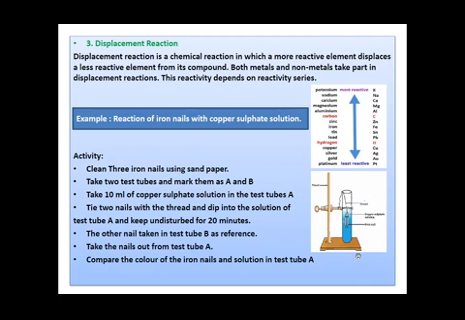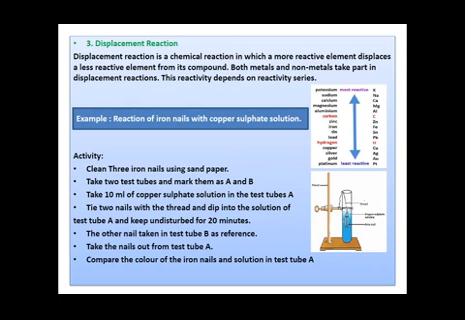Now keep the test tube B as it is. We will leave it as it is. We are not going to disturb it. We are not going to put anything else. It will only contain copper sulfate solution. Now place 2 iron nails in test tube A for 20 minutes. And keep third iron nail as it is aside for comparison.